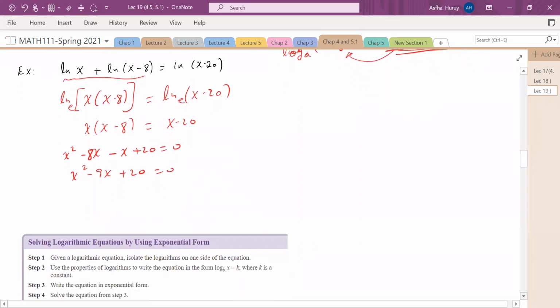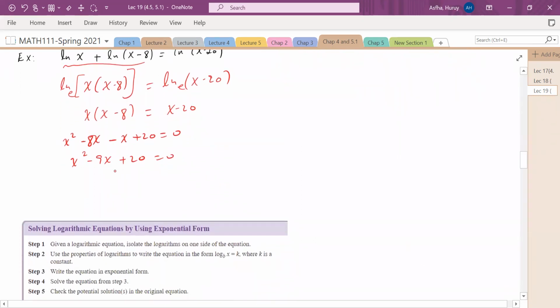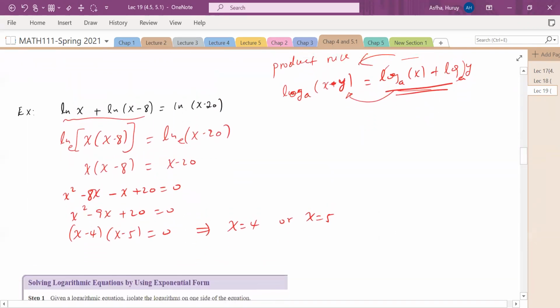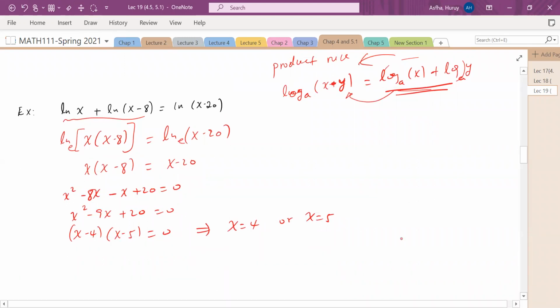Now, what are the numbers whose sum is -9 and product is 20? And the numbers are -4 and -5, right? (x minus 4)(x minus 5) equals 0. Therefore, x is 4 or x is 5. Now, the question is, are these two numbers solutions to the equation? Well, let's see. Do they make this equation true?